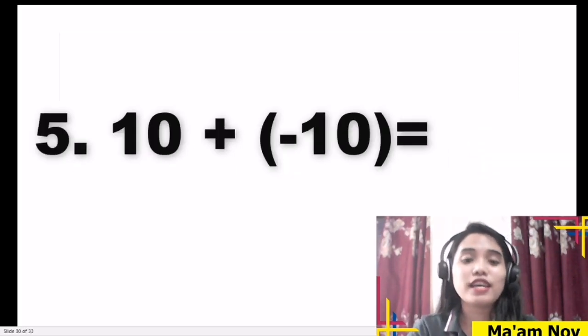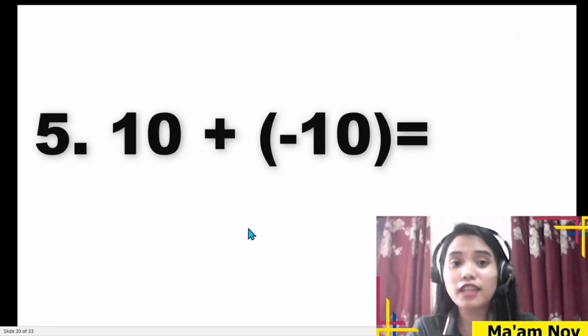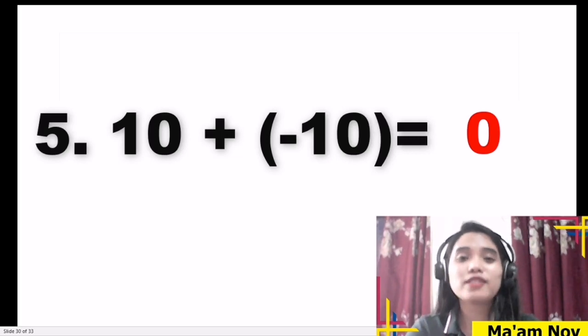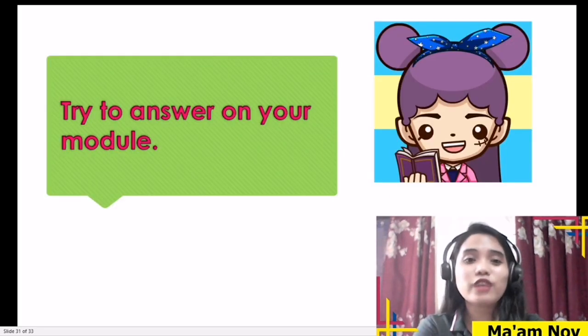Okay, number 5. 10 plus negative 10. So, we have same sign or different signs? Different signs. So, we will subtract. 10 minus 10 is 0. We will use the sign of the bigger number. May bigger number ba sa kanilang dalawa? Wala. Pero, ang sagot is 0. Wala namang positive 0 and negative 0 because 0 is a neutral number. So, 10 plus negative 10 is 0. By the way, class, in writing, kapag nagkadikit na si positive sign and si negative sign, kailangan nating gumawa ng parenthesis. Try to answer on your module.